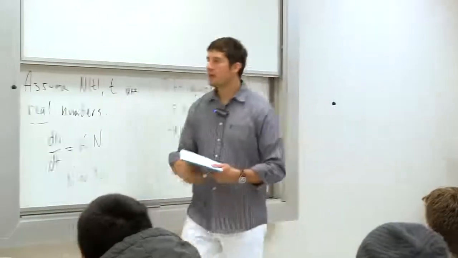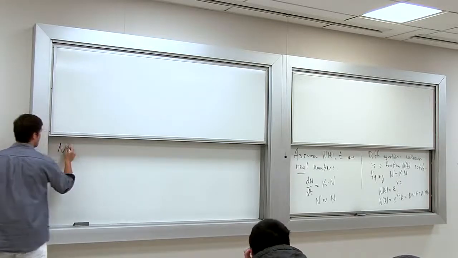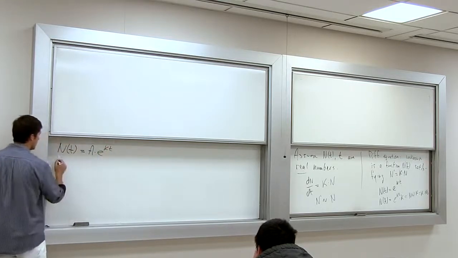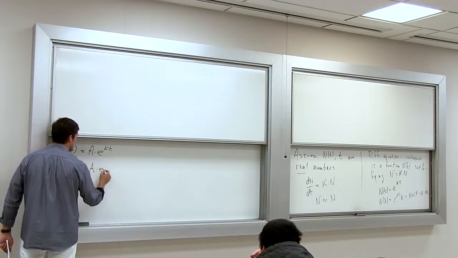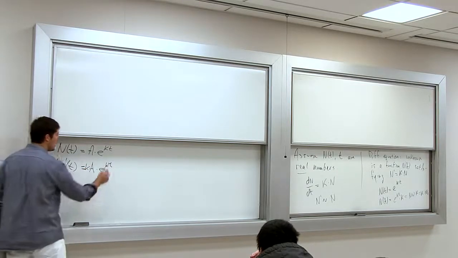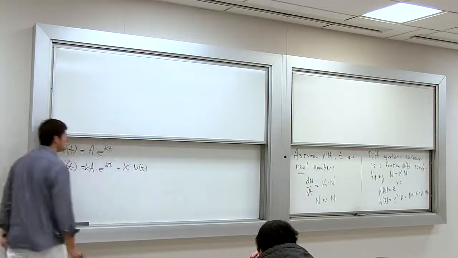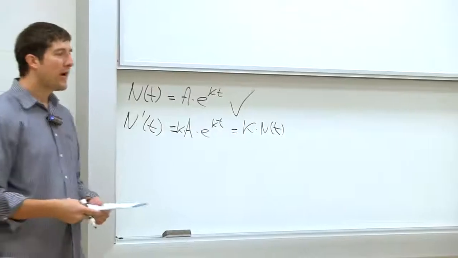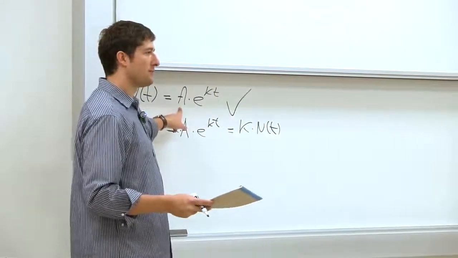So let's do this real quick. If n of t is a times e to the kt, then n prime of t is equal to a times e to the kt times the derivative, which is k. And this is n, of course, so this is equal to k times n of t. Okay, so it also satisfies the ODE. In practice, there's actually a whole family of solutions, one solution for each constant.